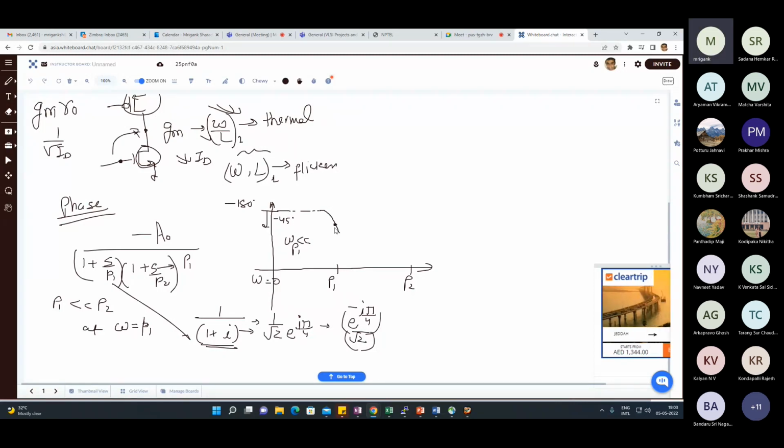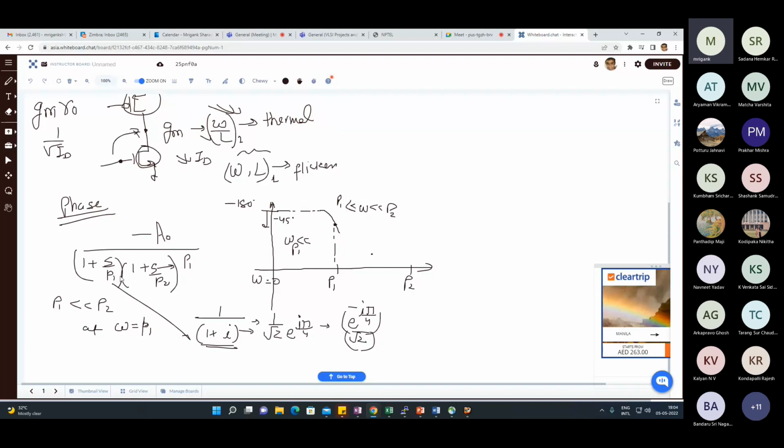Now, the moment you go far away from P1, now you are in this region. This region is omega, which is much greater than P1 and still much less than P2. So in this region, I will still continue to ignore the second term because omega is still much less than P2, only the first term.